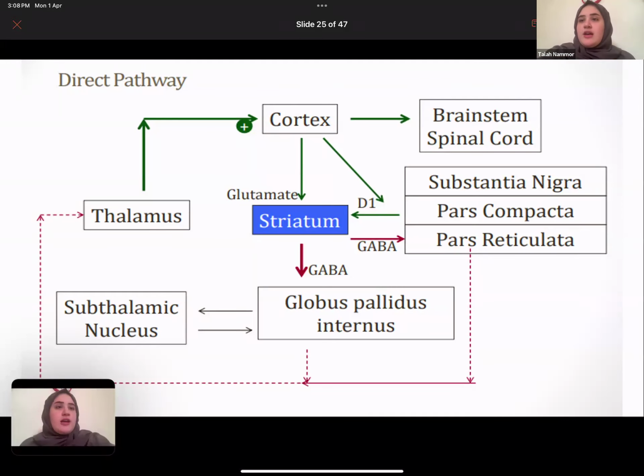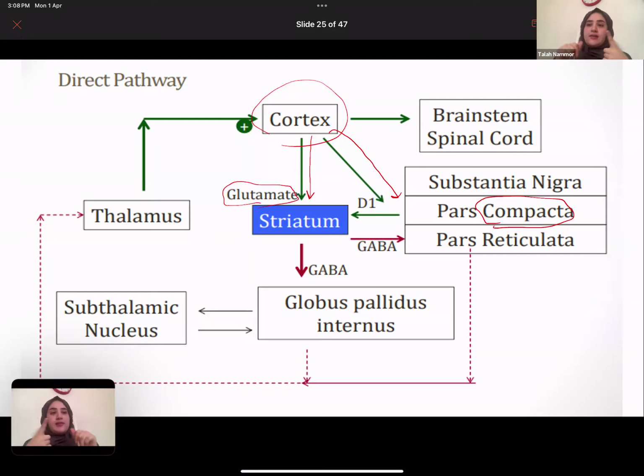This signal, you see this cortex, it's going to send the signal. Where will the signal go? It's going to go to two places. It's going to directly go to the striatum and it's going to go to the pars compacta of the substantia nigra. So it's going to activate the striatum and the pars compacta. Now you can see they're green, so green means glutamate, so it's excitatory, so it's going to excite the striatum and the pars compacta.